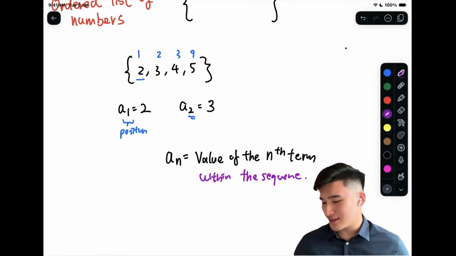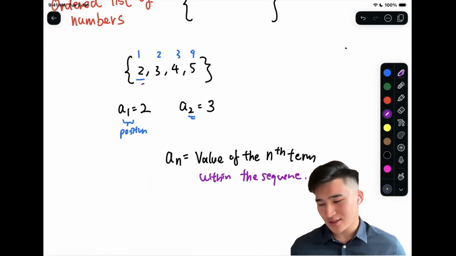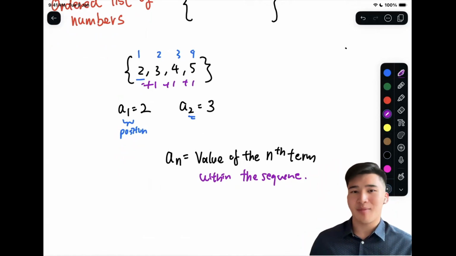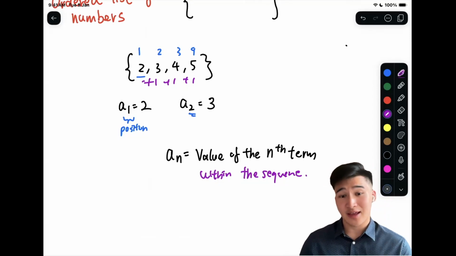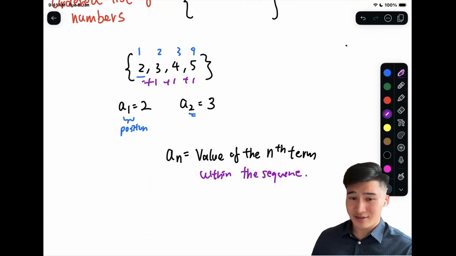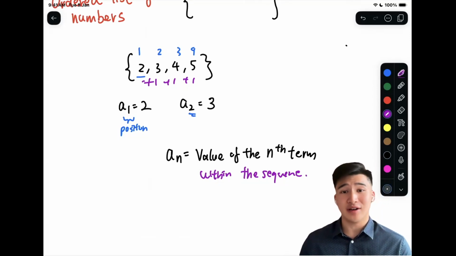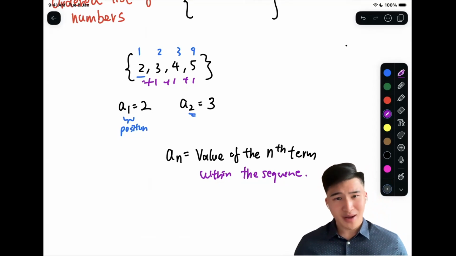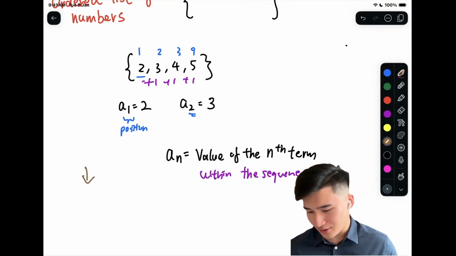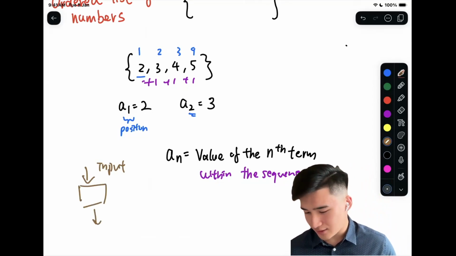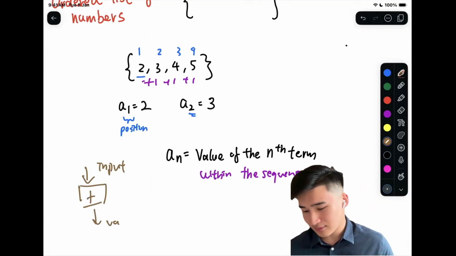Sometimes, like you can see from here, 2, 3, 4, 5, this is basically just plus 1, plus 1, plus 1. We're starting to see a pattern within our sequence. In that case, we actually define An not only as a value, but also as a function of n. Now, what I mean by that is, remember a function is where we input something, and we get a value. This is what a function is.